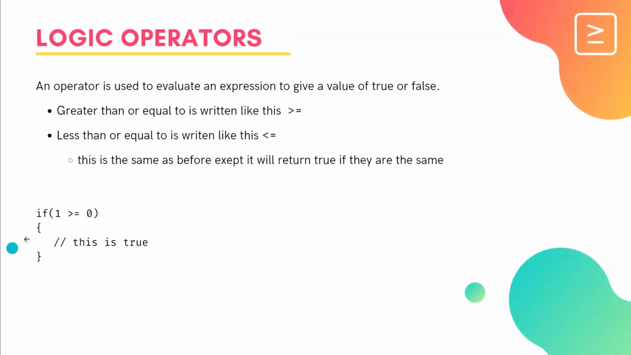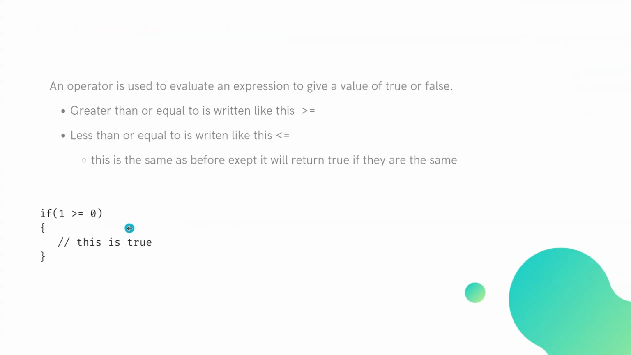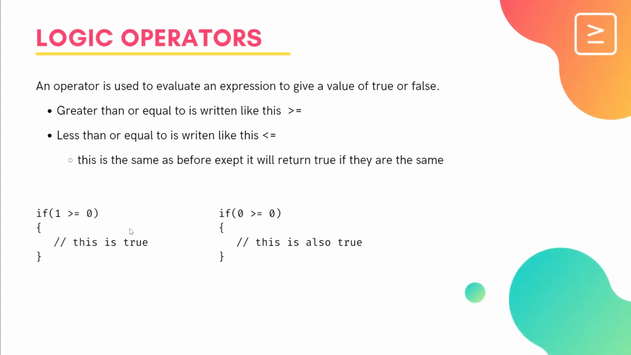So again, here's an example: is 1 greater than or equal to 0? That's true, so the script in between these curly brackets will run. And here we have an if statement, is 0 greater than or equal to 0? Well, 0 is equal to 0, so this again will be true, so this script will run. So there's a slight difference between greater than and adding the equal sign to get greater than or equal to.